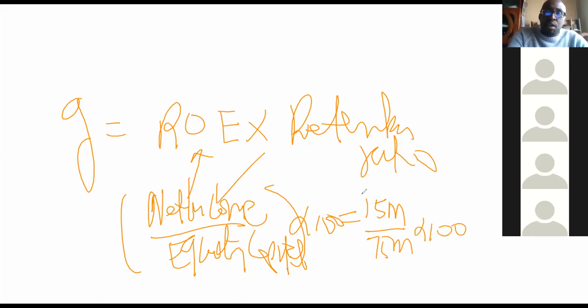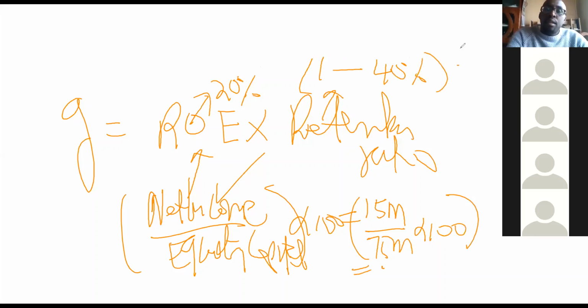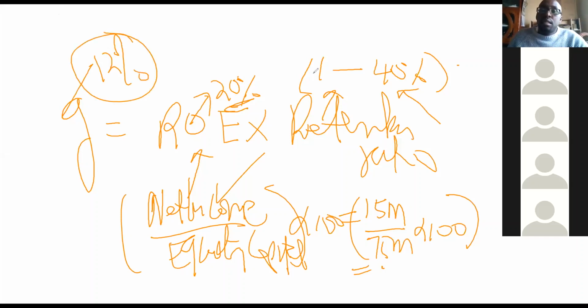So return on equity was coming to how much? 20%. Then this is the retention ratio. In the question, what you have is the payout ratio of 40%. So retention is 1 minus 40, which is 60%. So if you take 60% times 20, it is 12%.